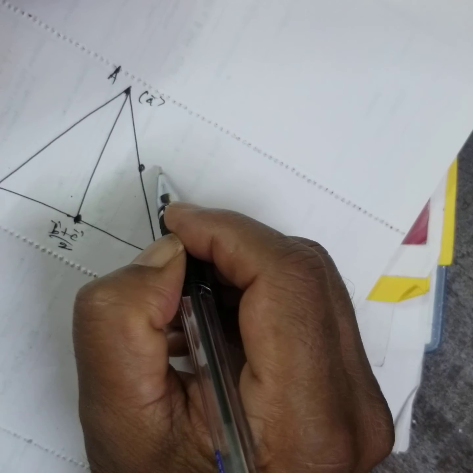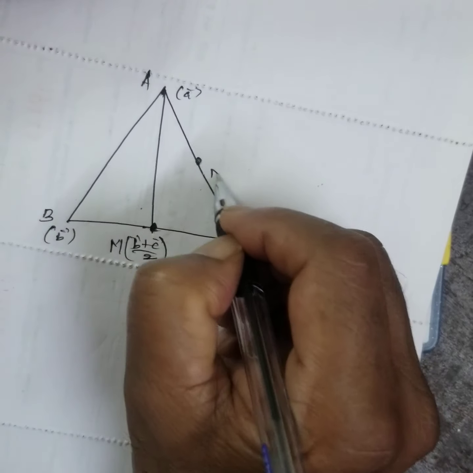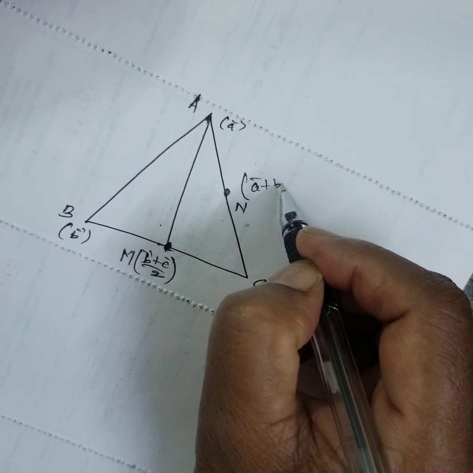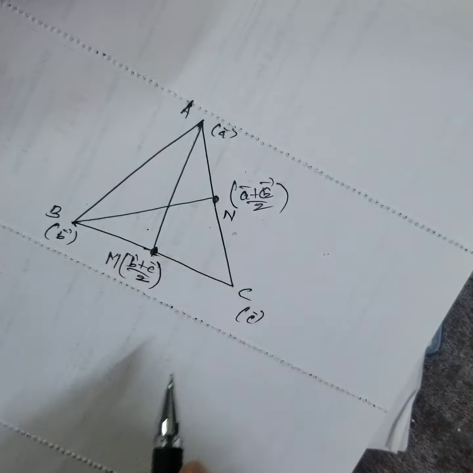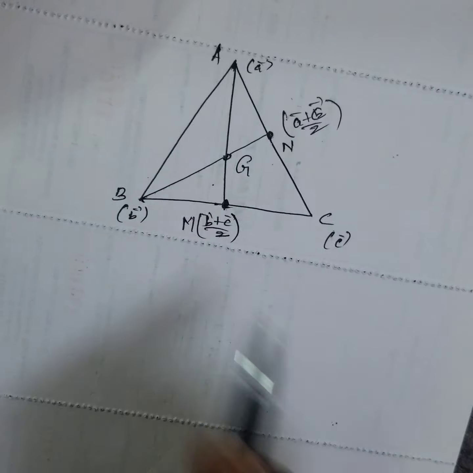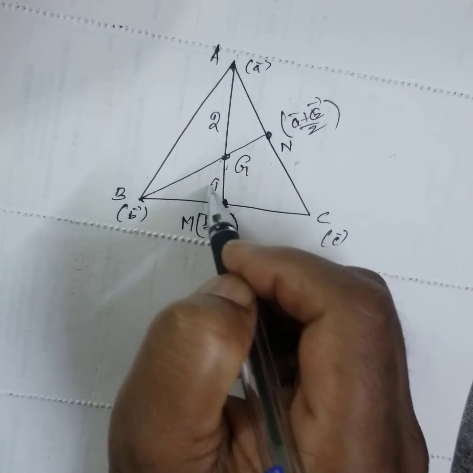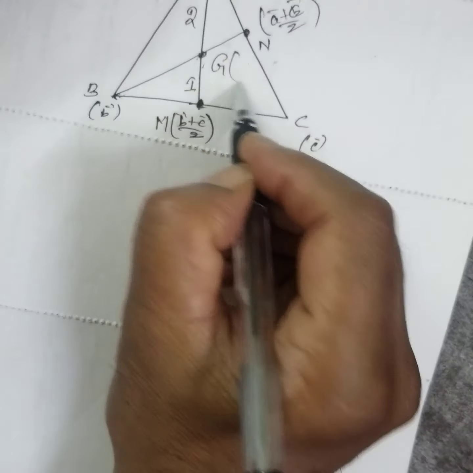This is M, I'll write it. This is N. What is the midpoint of this? (A plus C) by 2. From here you join this. This is called a median. These two meet at a particular point. This is called the centroid, which divides the median in the ratio 2:1.